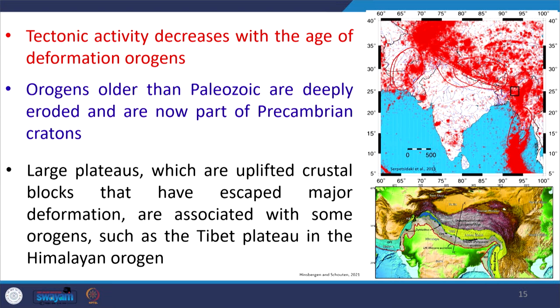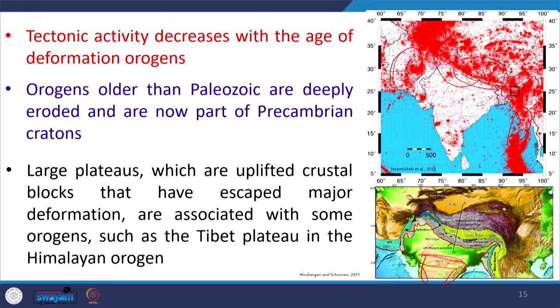So orogens which are older than Paleozoic are deeply eroded and are now part of the Precambrian craton. If you go to orogens like the Vindhyan, the Eastern Ghat and the Western Ghat, they are very old orogenic systems, and these old orogenic systems now represent part of the Precambrian craton because they are completely eroded. Topography is reduced, it is a peneplained system, so it becomes a part of the cratonic system.